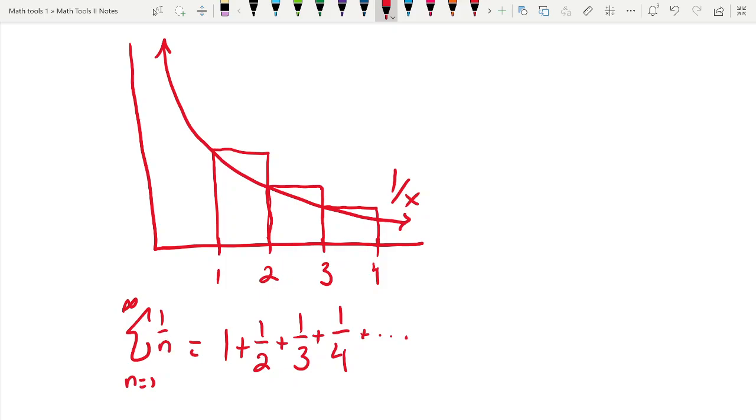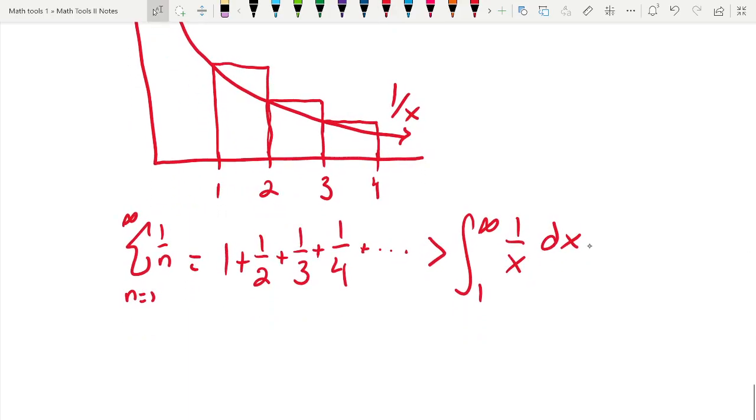Okay. And it's clear here that this is greater than the integral from 1 to infinity of 1 over x dx, right? Because this is an overestimation. Every rectangle is going to be above that line. So it's actually finding more area than you would find just finding the area underneath the curve here.